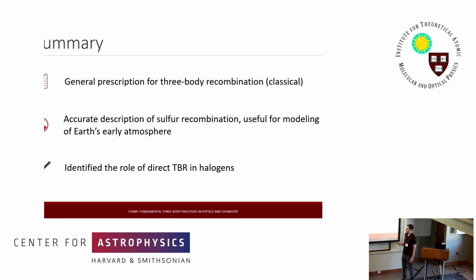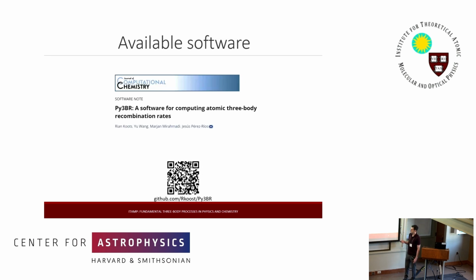We've also identified the role of direct three-body recombination in halogens, which still needs a little bit of work regarding light atoms like helium. All these results were run on the Pi3BR, which is the code hosted by me and Jesus. It's open source, so if you're ever looking into a three-body recombination reaction, you can just download this, run your calculations relatively quickly, and take a quick look at what your system looks like.